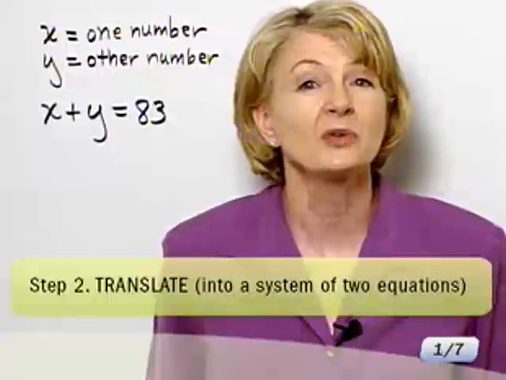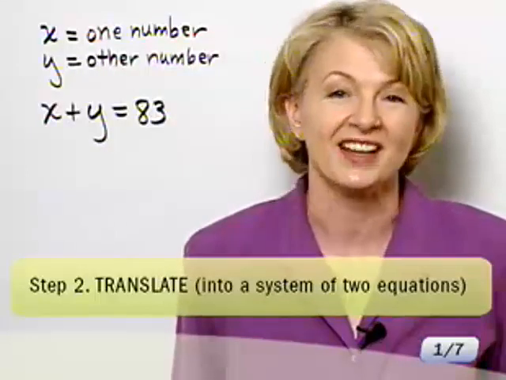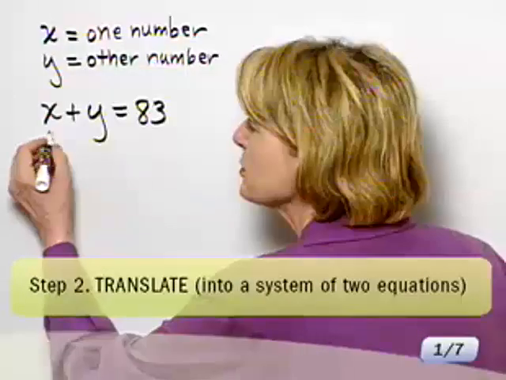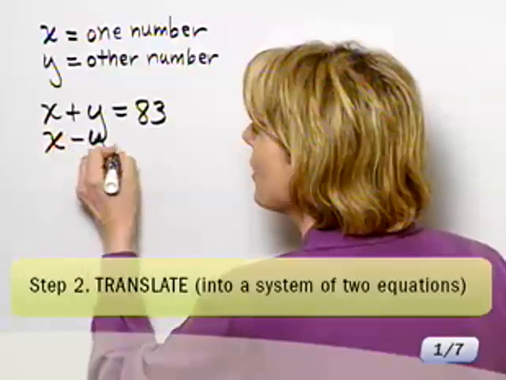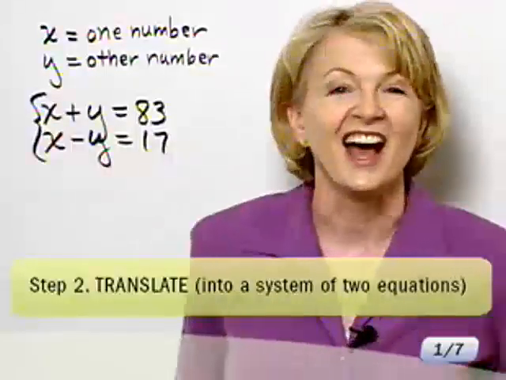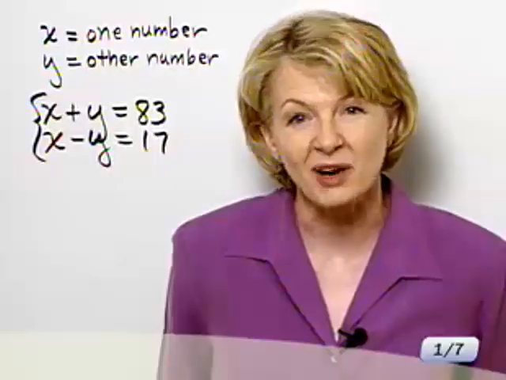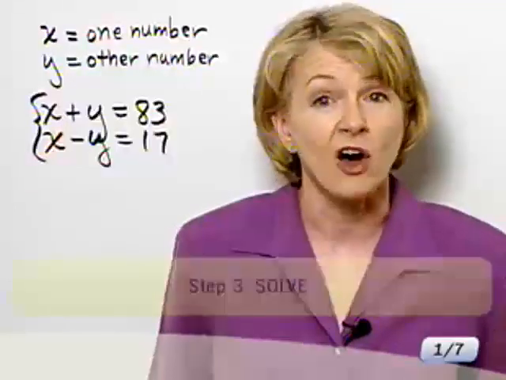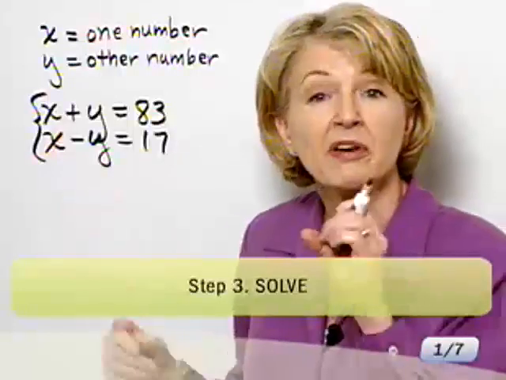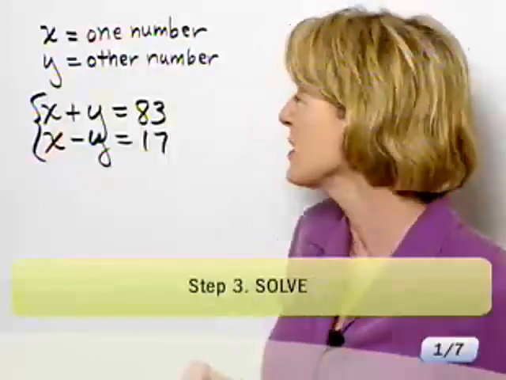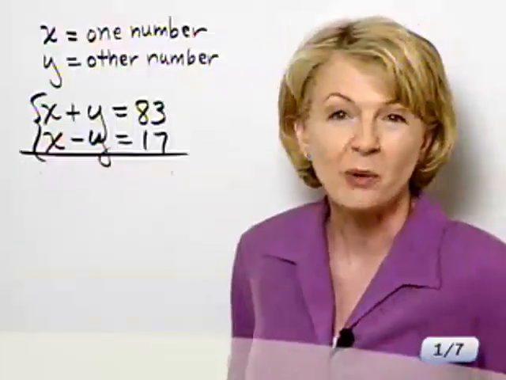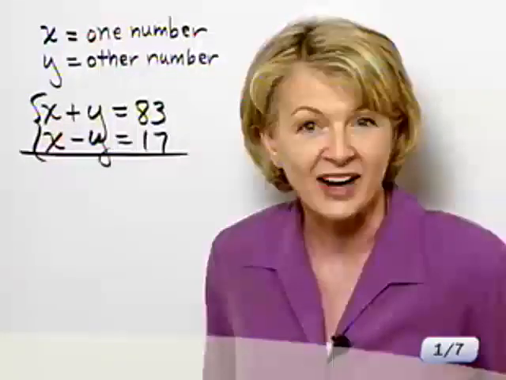And then we're also told that the two numbers have a difference of 17. Since they have a difference of 17, we subtract. x minus y is equal to 17. I've translated to a system of equations. Now let's solve this system. I believe I'll use the addition method. Remember, you have the addition method and the substitution method. I'll use the addition method because if I simply add these two equations, the y's subtract out.